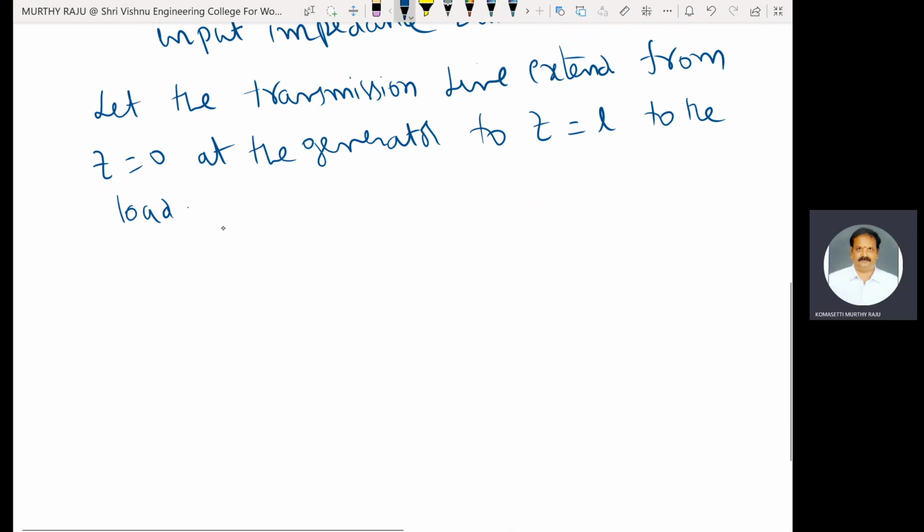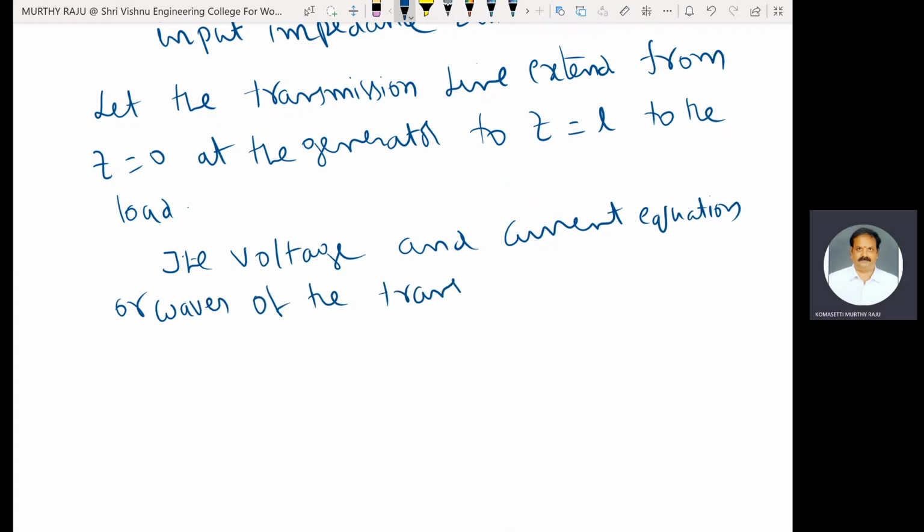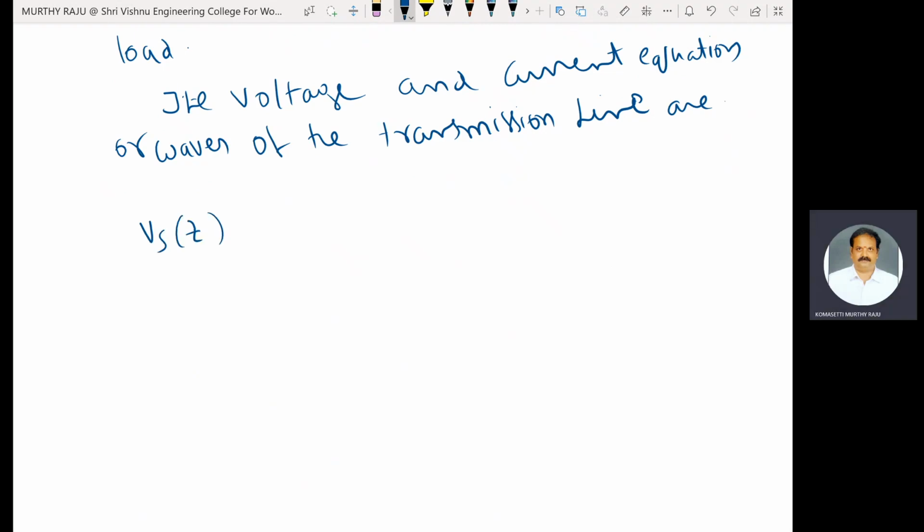Already derived some expressions, the voltage and the current waves of the transmission line are Vs of Z is equal to V0 plus e power minus gamma Z plus V0 minus e power gamma Z, where gamma is called as propagation constant of the wave. Z is the direction in which the wave is propagated. V0 plus is the amplitude of the wave along this positive Z direction. V0 minus e power gamma Z is along negative Z direction.